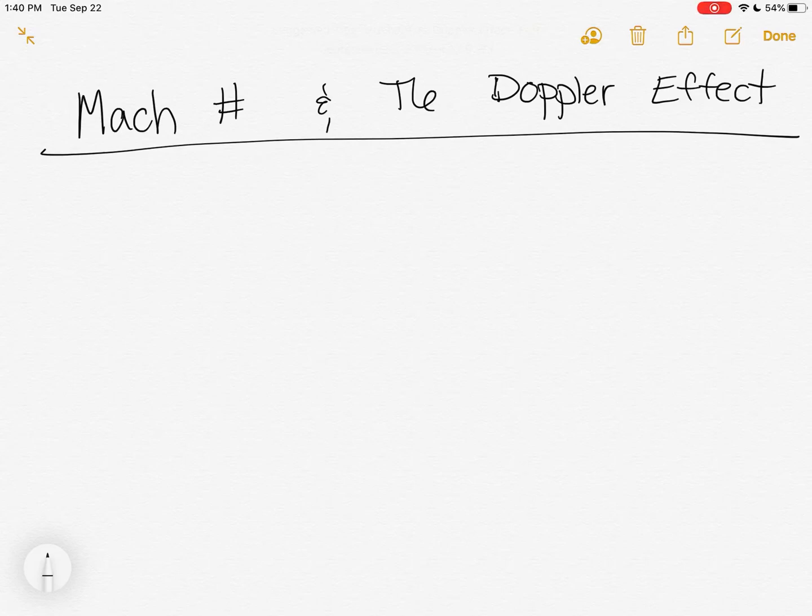So in this video lesson, we're going to have a look at calculating the Mach number, and we're going to look at the Doppler effect. So Mach number you might have heard of if you've ever watched Top Gun or any type of movie where we are dealing with fighter jets. And they're always talking about aircraft going Mach 2 or Mach 3 or Mach 4.